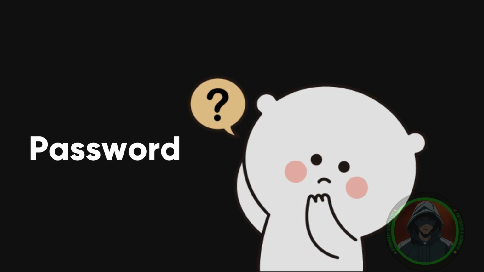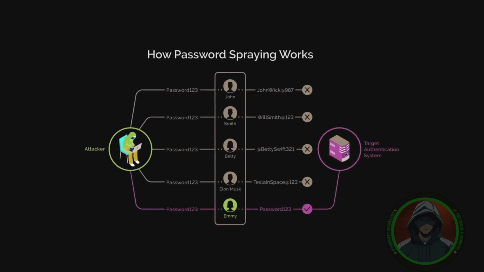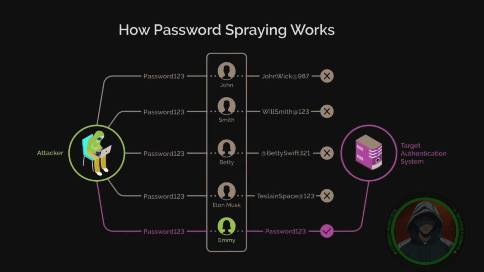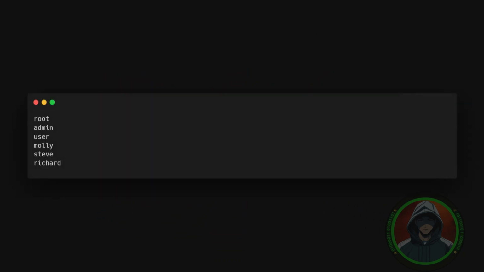If we have a password but aren't sure which user is using it, we can use a password spray attack to find out. Here's how it works. We take a single password and try it against a bunch of users. If anyone is using that password, Hydra will find the match for us. First, we need a list of users. Let's say we create a file called users.txt with these users.